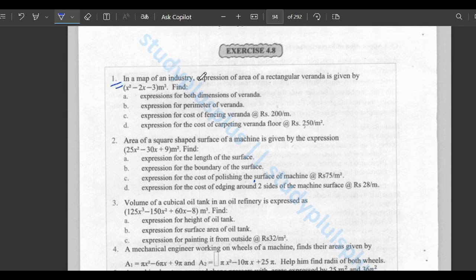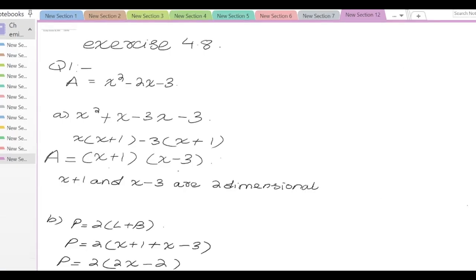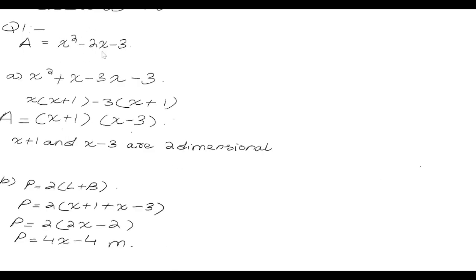In a map of an industry, the expression of the area of a rectangular veranda is given by this polynomial, x square minus 2x minus 3 meter square. The first part states that we need to find the expressions for both dimensions of the veranda. So to solve this, we need to simplify this polynomial.